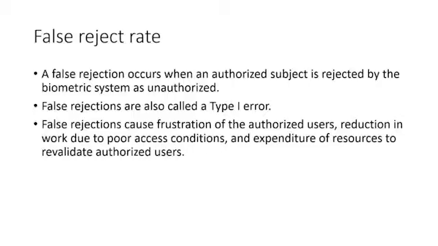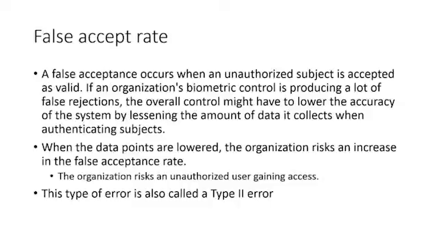We could have reduction in work due to poor access conditions, expenditure of resources to revalidate those authorized users, because you may have to reauthorize them again. Program the system for your fingerprint, for your eyes, for your voice, things like that. Then we have the false accept rate or false acceptance rate. This is worse than the rejection rate, in my opinion. And a false acceptance occurs when an unauthorized subject is now accepted as valid.